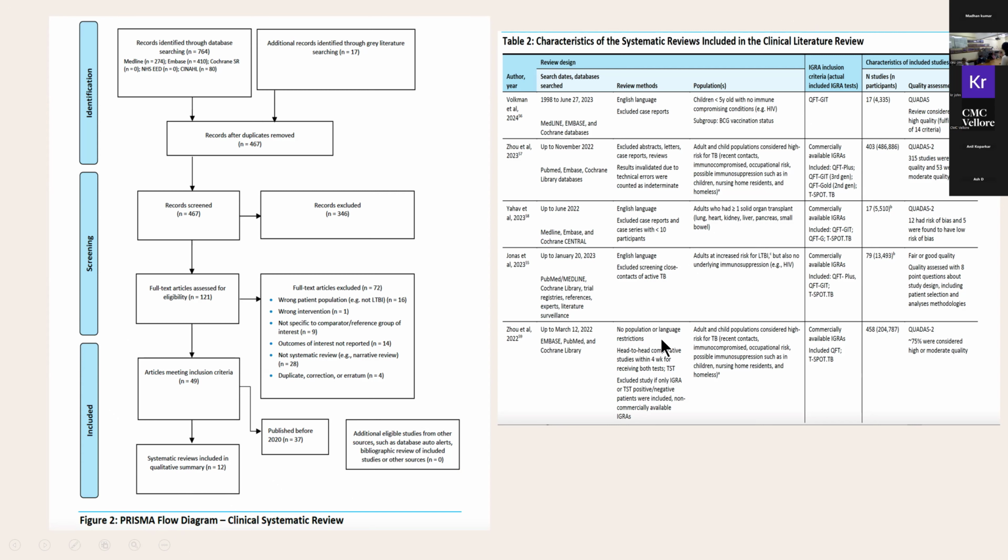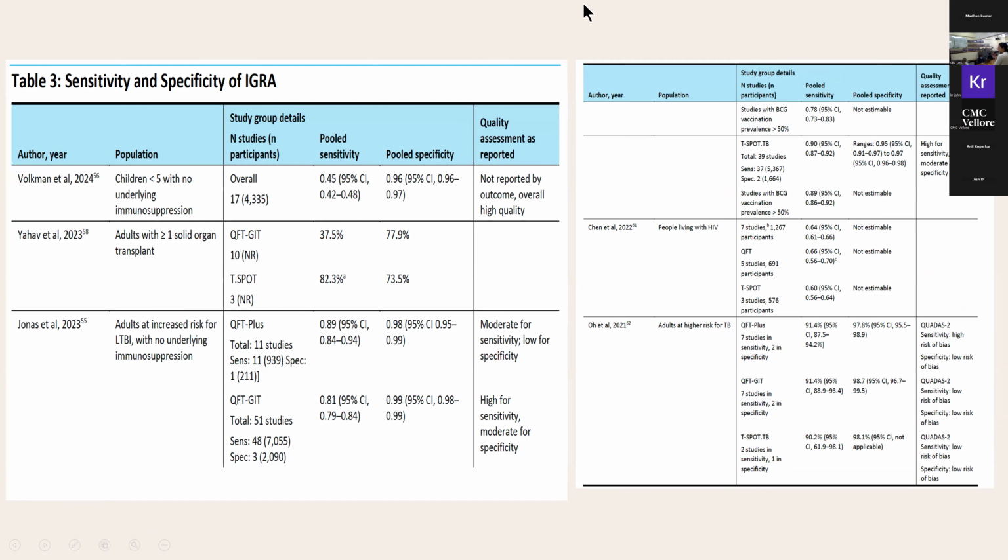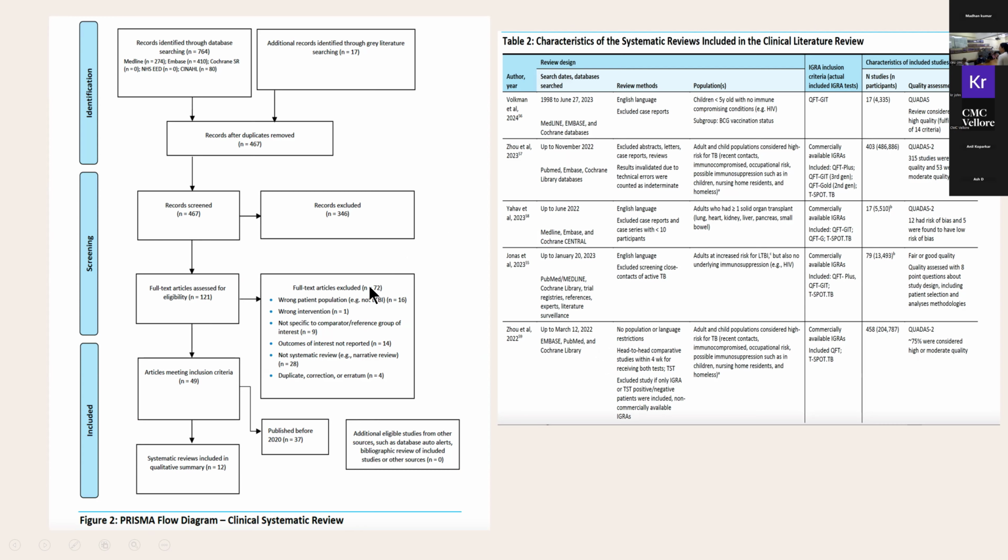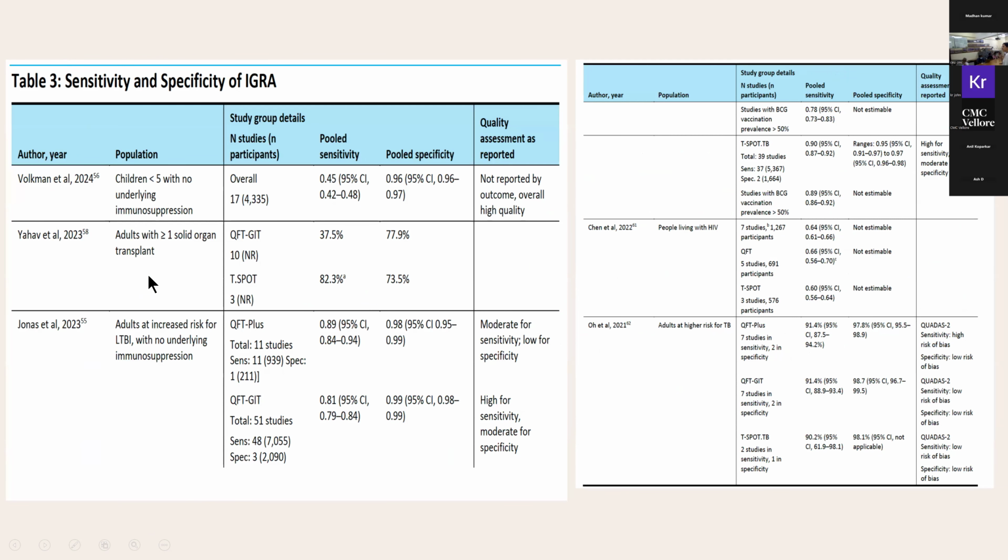Like in all systematic reviews, they give you the study characteristics: the year it was done, the review method, the population, which test was done, and the number of patients. They've also given a quality assessment. They've done the QUADAS-2, like we went through two weeks ago, and they've given it for all the studies. I've just put the first part of the table. Then they give you the results.